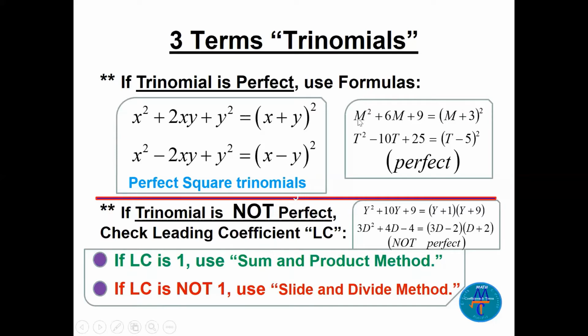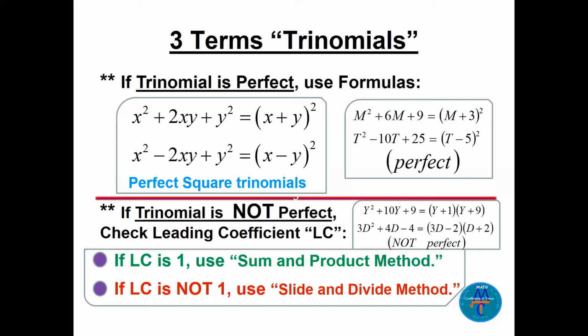One more thing, I'll just say m squared plus 6m plus 9, that's perfect because 3 times m times 2 is 6. Here, y squared plus 10y plus 9, not perfect because this is 3, this is y, and this should be 6y. If we have 10y or 7y or minus 8y, it is not perfect.